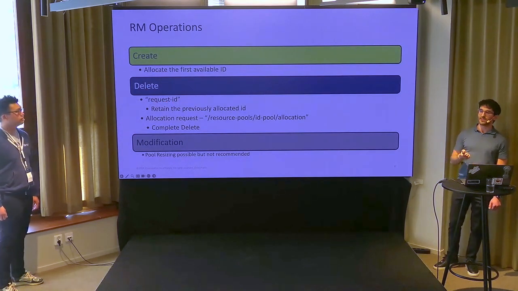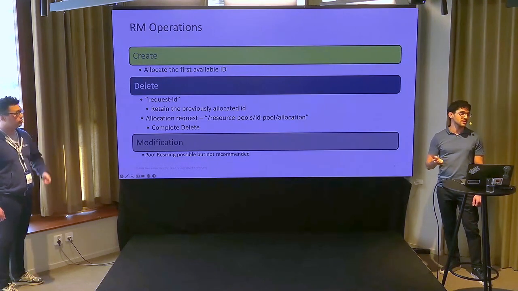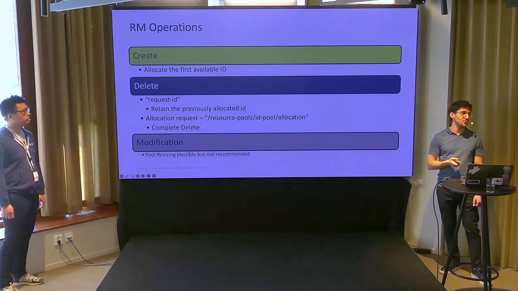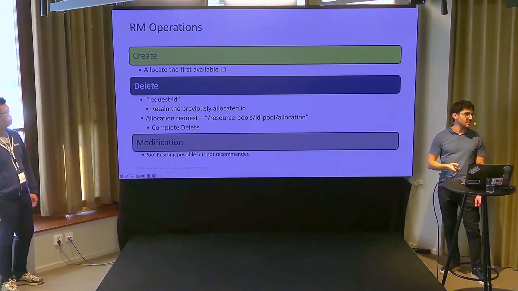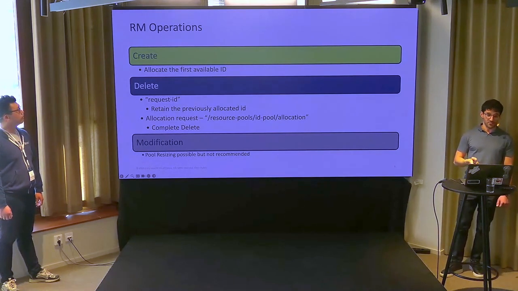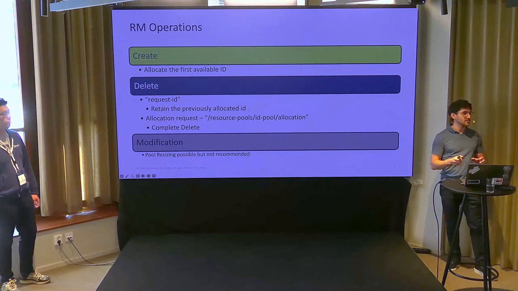If you want to make an allocation, what the resource manager will do is basically just pick the first available resource for you, save it to the operational data, and then tell you that it's done now. You can take it and read it. If you want to delete an allocation, you have to delete the whole allocation request.